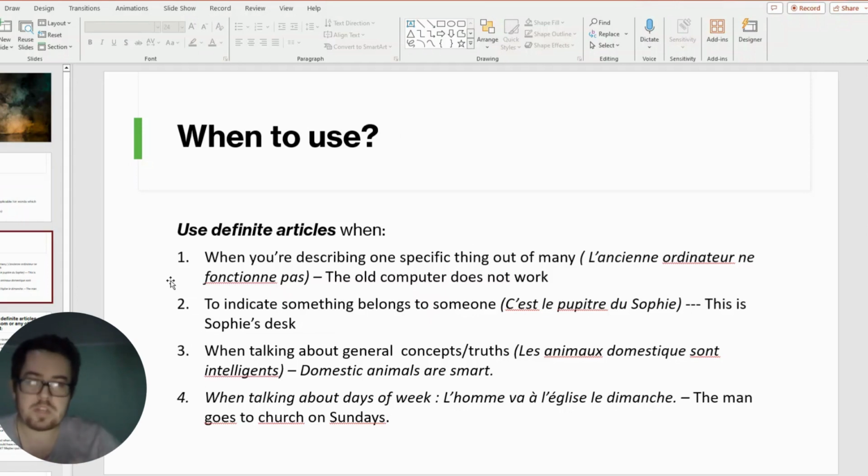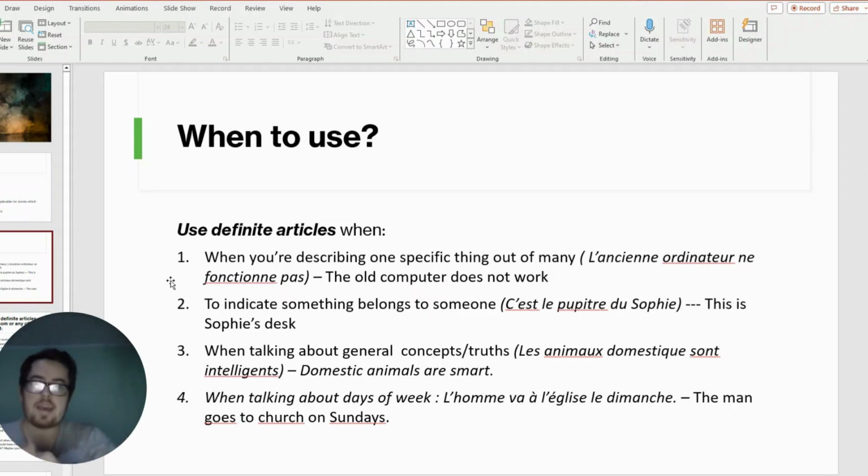When we talk about general concepts or truths, for example, les animaux domestiques sont intelligents, which means the domestic animals are smart, right? And then we have, when talking about the week, for example, l'homme va à l'église le dimanche. The man goes to church on Sundays. Again, it is used to talk about a general concept, a general routine, for example.